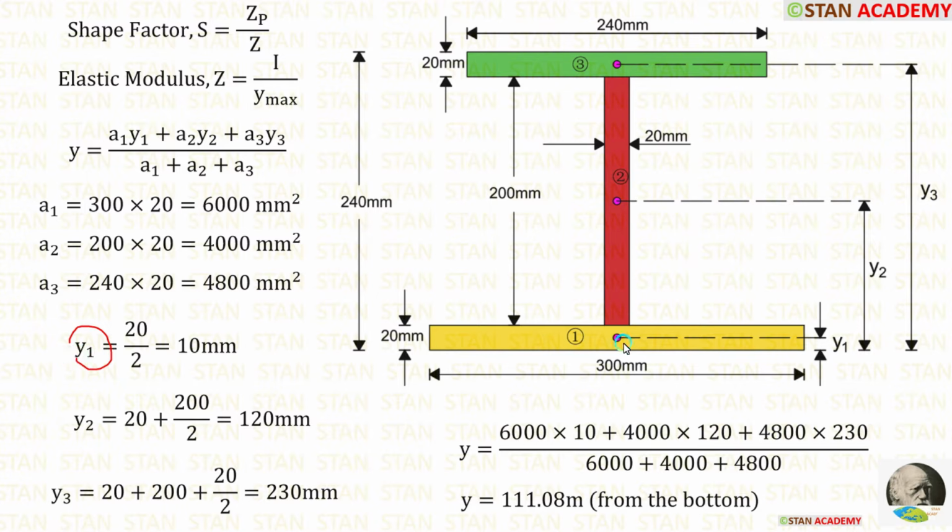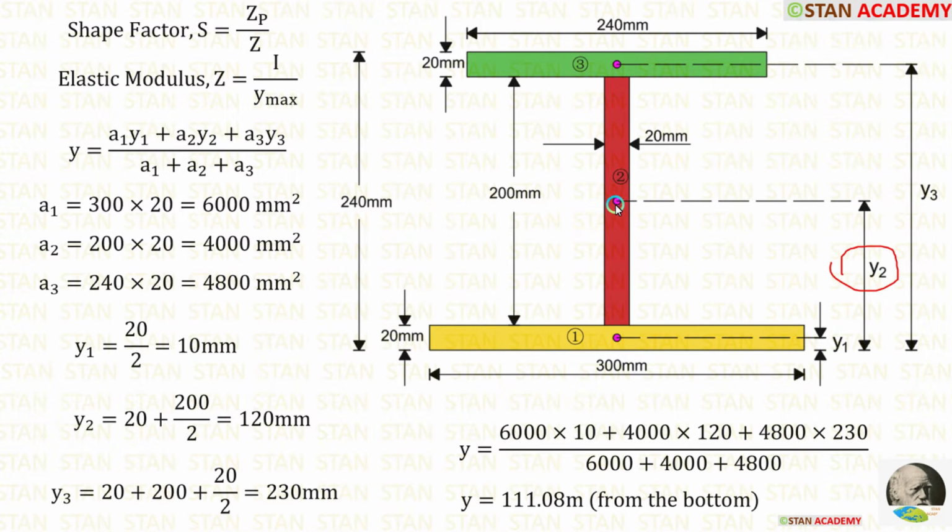y1 is the distance from the centroid of the bottom flange to the bottom fiber. We know that it is a rectangle. In the rectangle, the centroid will be in the center. To find the center, we have to divide 20 by 2. So y1 we are getting 10 mm.